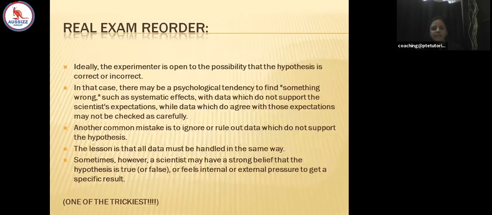Sometimes, however, a scientist may. Sometimes, however, how can I start my opening sentence with this one? So what would be my first sentence? Just tell me.